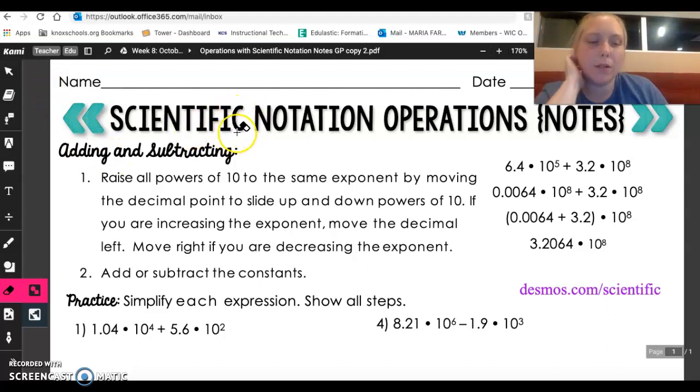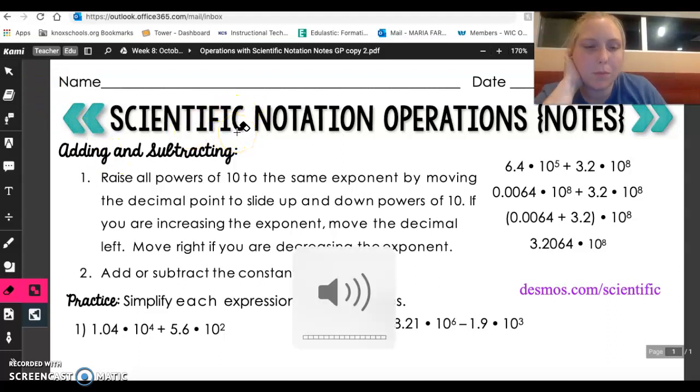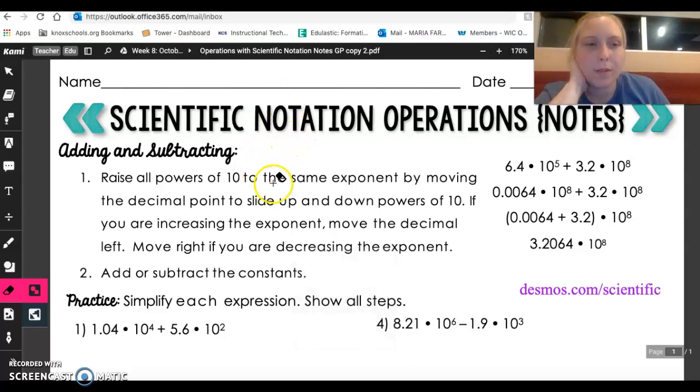Okay guys, so we are going to do some notes on multiplying and dividing with numbers in scientific notation.